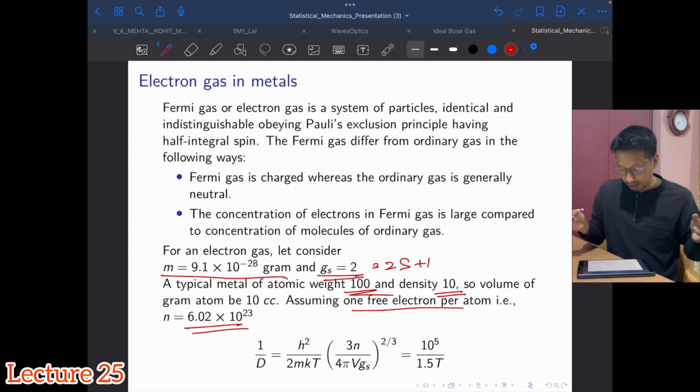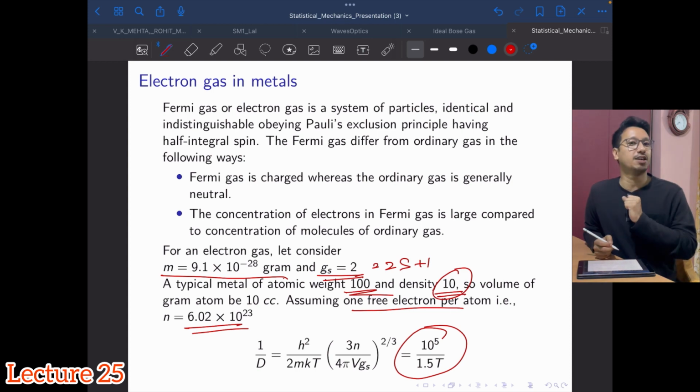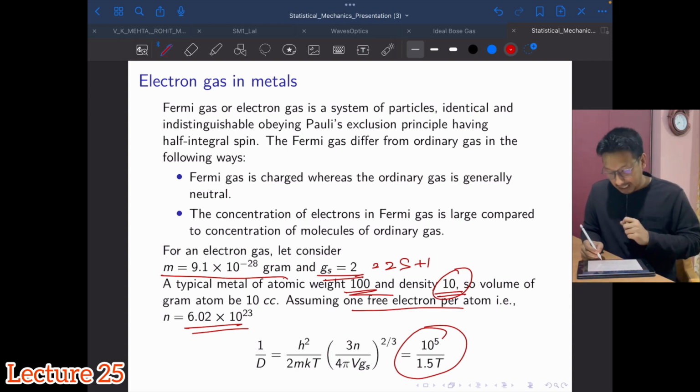So if I plug in all the values here, m, k is your Boltzmann constant, T I will keep as it is, h is your Planck constant, and 4 pi, all these things you know. V is the volume, which is 10 here, g_s is 2. You will get this expression. Now, many things are to be learned from here. You see this is 10 to the power 5 by 1.5 T.